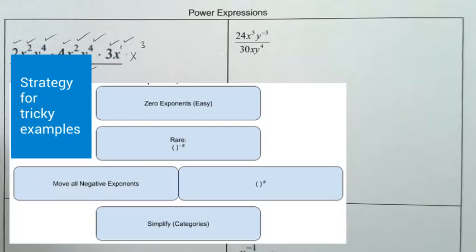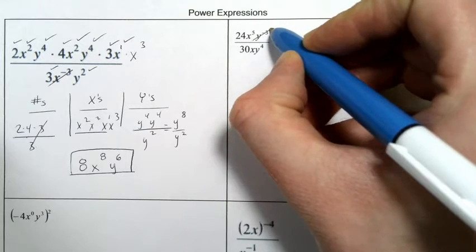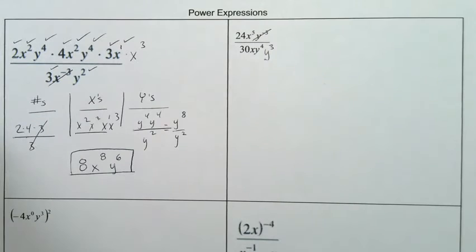Starting at the top, I'm going to look for any zero exponents, and I see none. I'm then going to look for any parentheses with a negative exponent. I see no parentheses at all. So I'm going to move my negative exponents. I have a y on top that's negative. It becomes positive on bottom.